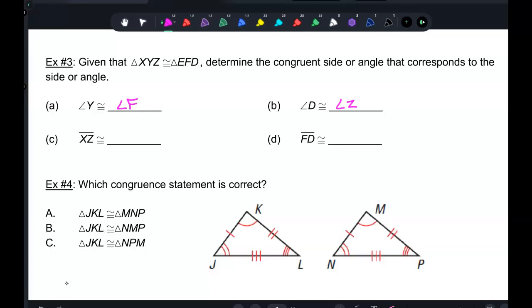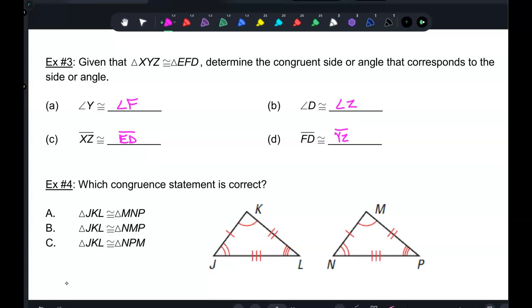D matches with Z. Good. Wait, so we can do this. X and the letters would be E and D. Good. And then F and D would be Y, Z. What do you think? Good.